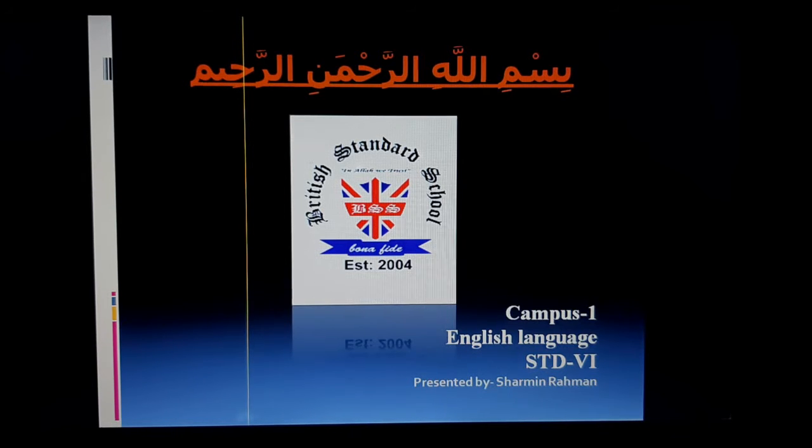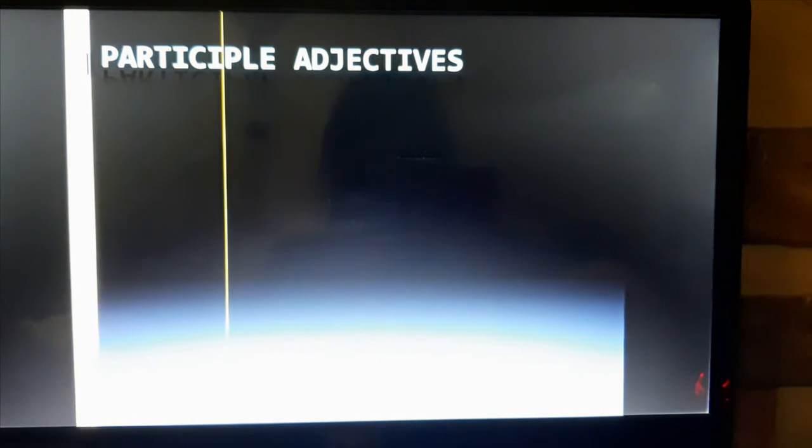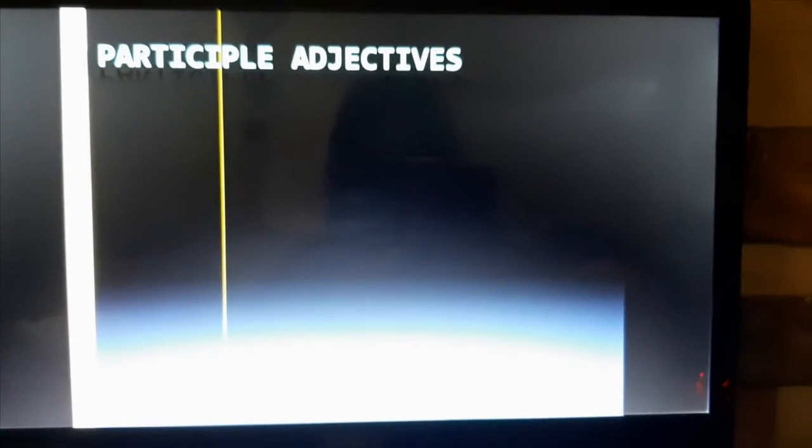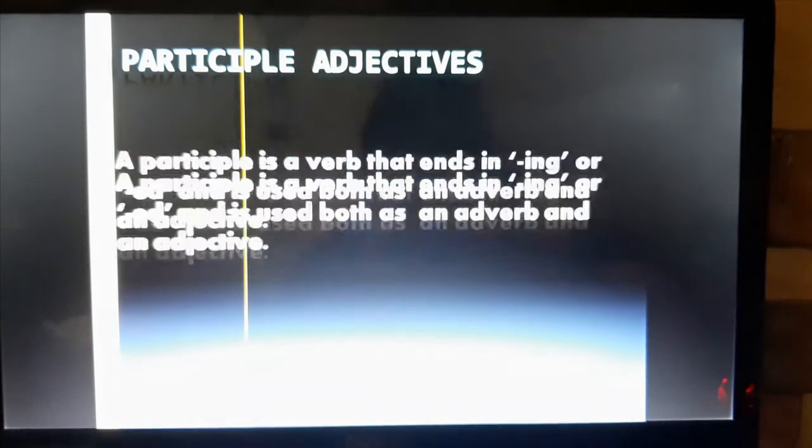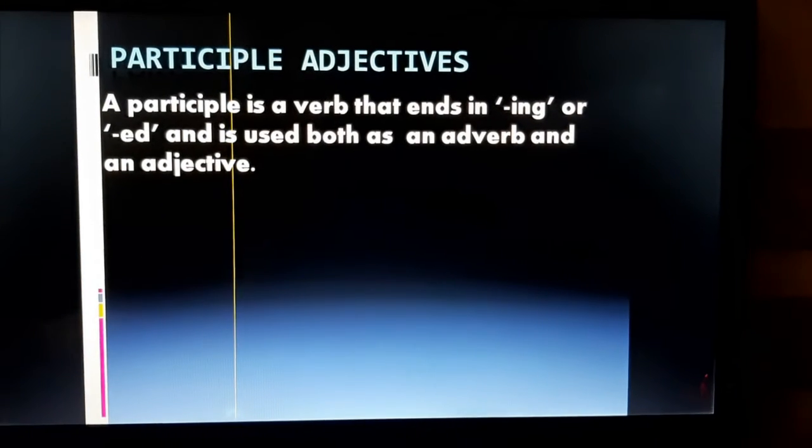So, let's get started. Today's topic is participle adjectives, as you can see on the screen, right? Before starting the definition of participle adjectives, let's define adjective. What is an adjective? We already know that an adjective is a part of speech which describes or defines a noun or a pronoun, right? In this lesson, we are going to learn to define participle adjectives and identify participle adjectives in given sentences.